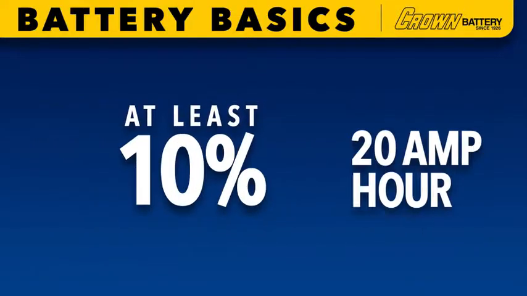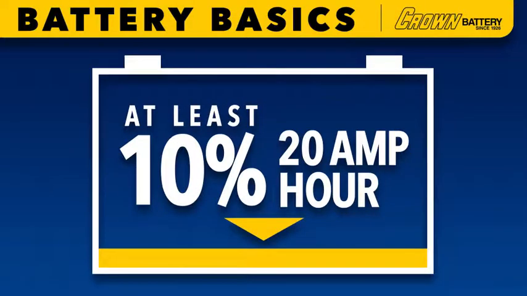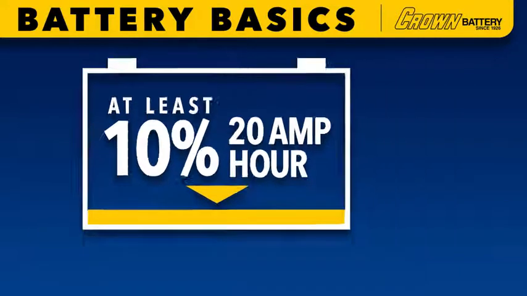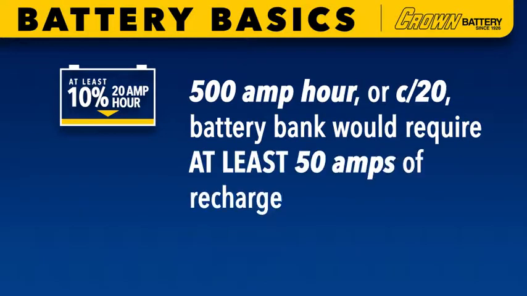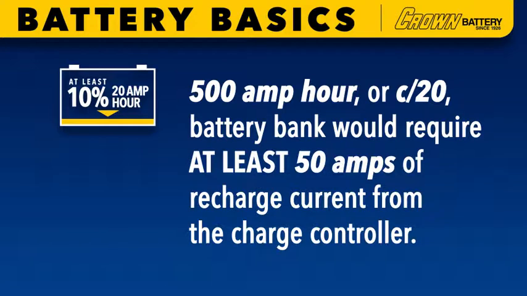And there's at least 10% of the battery bank's total amp-hour capacity, or C20, available in recharge current. This means a 500 amp-hour, or C20, battery bank would require at least 50 amps of recharge current from the charge controller.